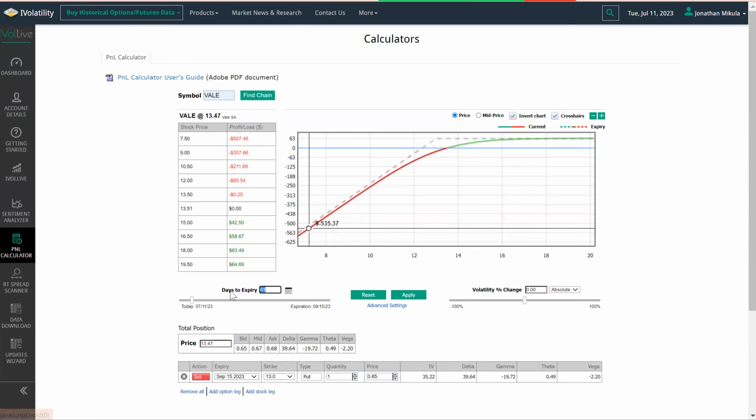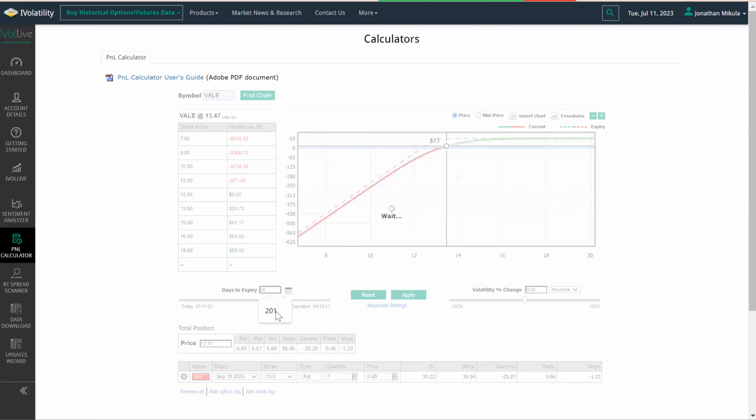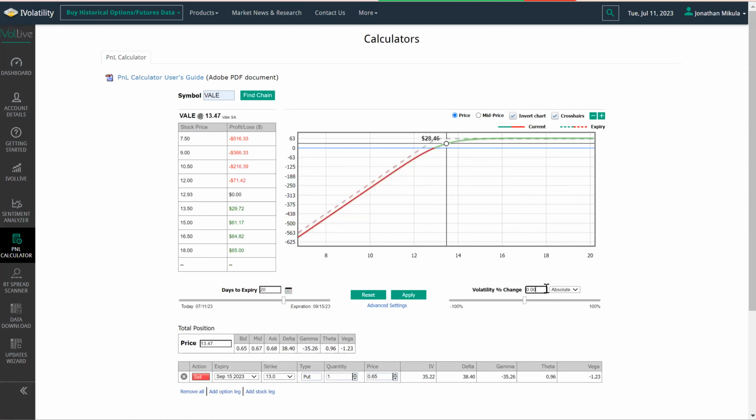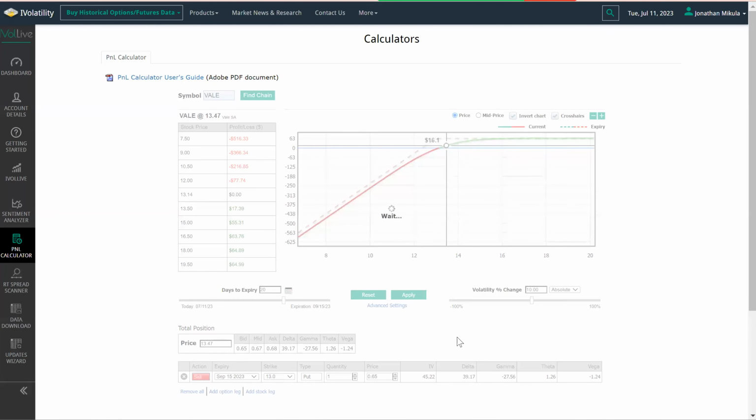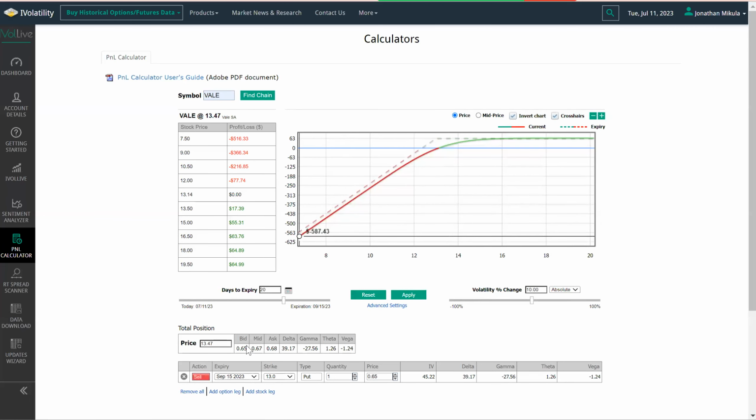So we can change this and say, well, what happens when this is 40 days out from expiration? What does this trade look like? What happens when it's 20 days out from expiration? What happens if... trades don't happen in vacuums, right? So what happens if volatility goes up 10%? So look, we're at 35.22 now, but what if implied volatility goes up 10%? We're at 45.22, right? And so all of this will update in real time.